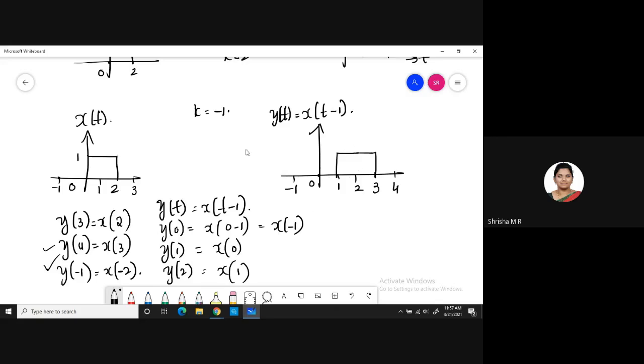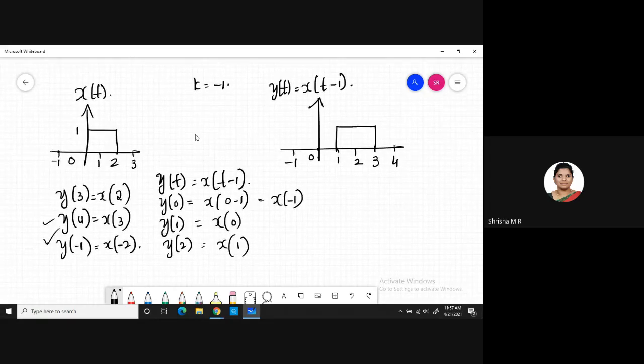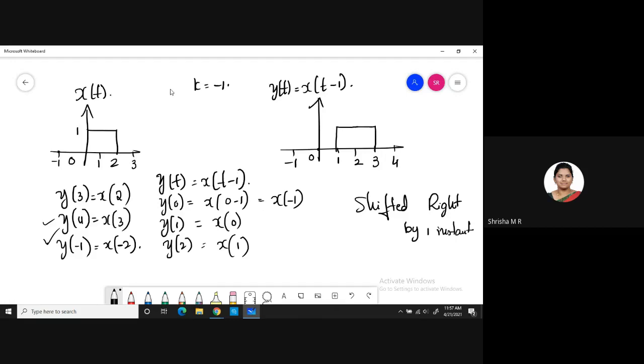Got it? If you didn't follow, you can take values like this and take iterations, or you can do it directly. If k is -1, right shift by 1 instant. If k is +1, left shift by 1 instant. Clear, everyone? Shifting, time shifting, is it clear? So this waveform has shifted right by 1 instant. Is it clear? That's what I have told you here.